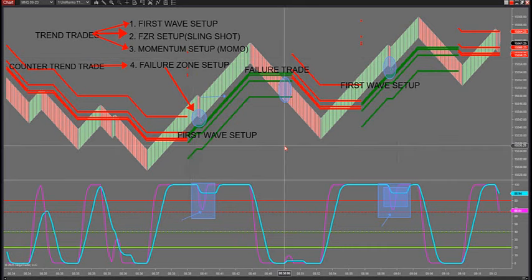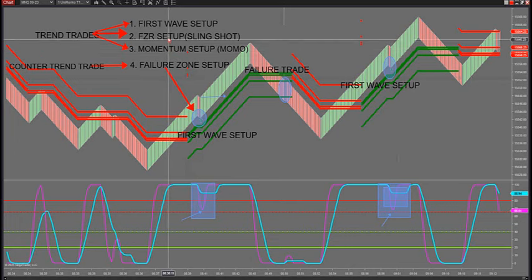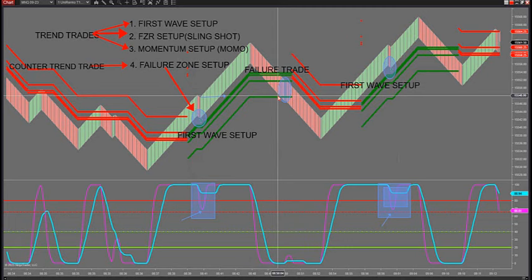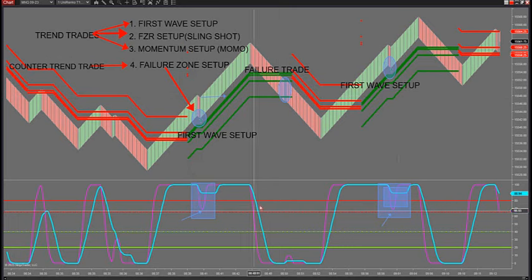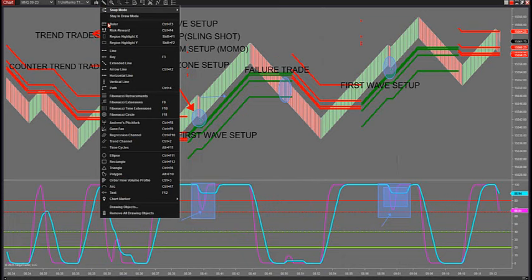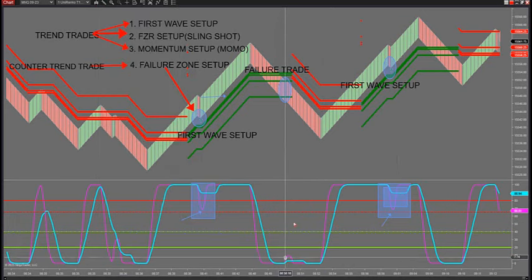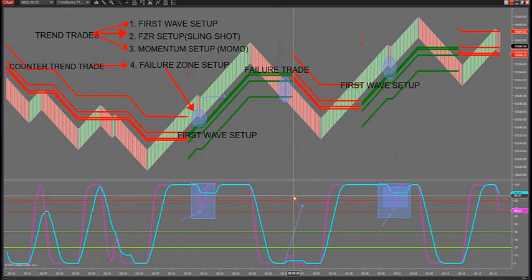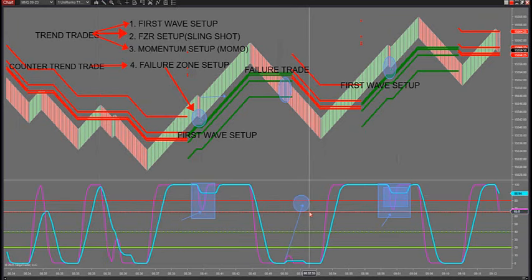A failure setup like this one says this. When I come to the outer zone, which it did right here, and it's not a first wave, it's not a momentum trade, so it's either an FZR or failure trade. When I get to this outer zone, it can only be two things: a failure trade or an FZR trade. How do you know which one it is? It's an FZR trade if my oscillator, below my signal line for an entry, jets straight up through 65. Some traders let it jet right straight through 80 right here for an entry.